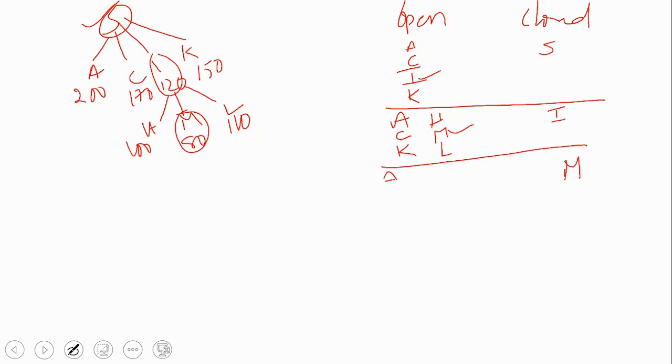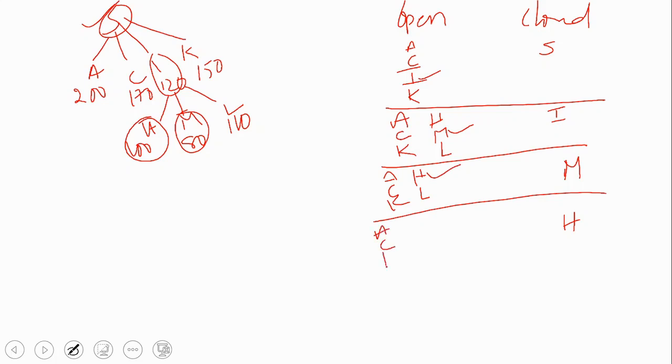Now we have A, C, K, H, L, and M is connected to H, I, L. So all the nodes are already there, so there is no need to add any nodes to the open list. Among these nodes, next we select the one with the least value. Next H has the least, so we will visit H. H will be moved to the closed list.